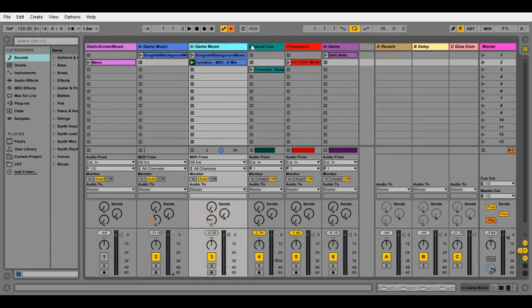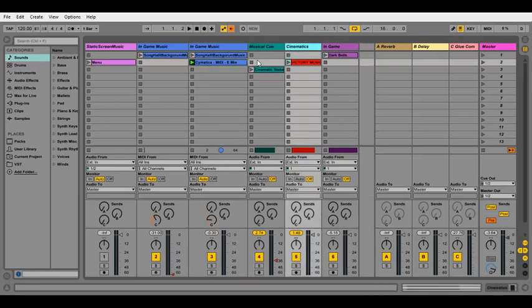This is the musical cue. It is going to be played like this.